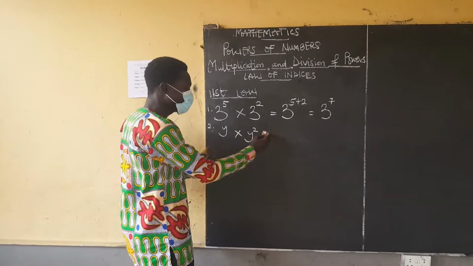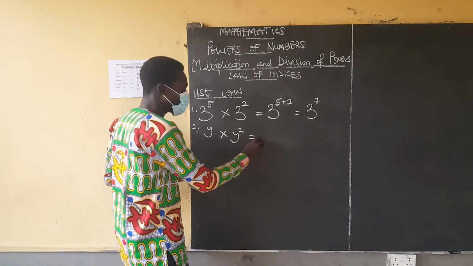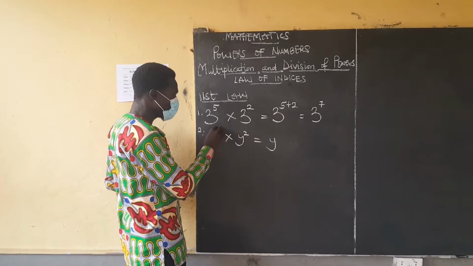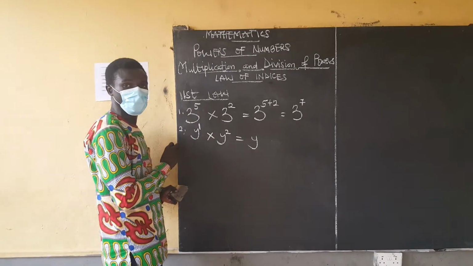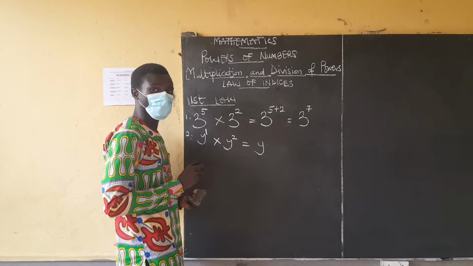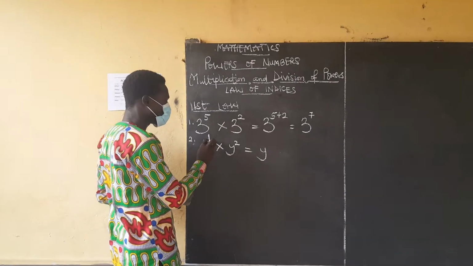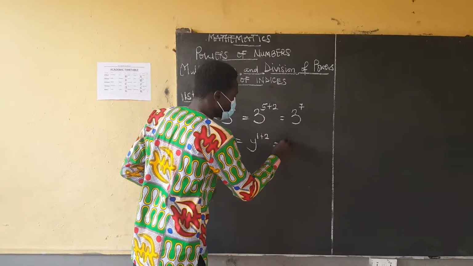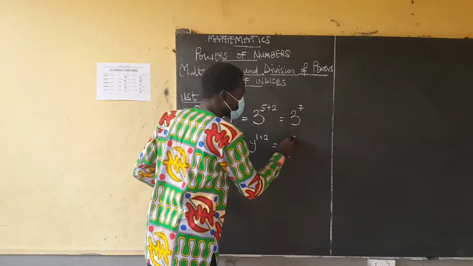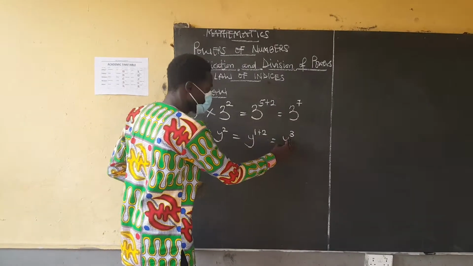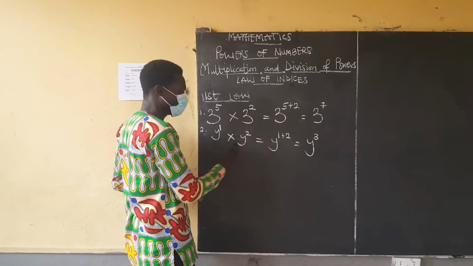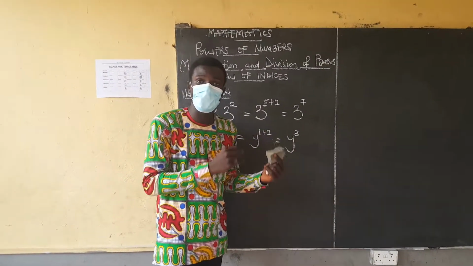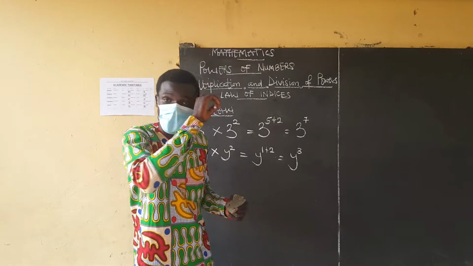Now, how can I do this? The bases are the same, so I have to pick one base. You add the powers. Because there is no power here, it means the power here is 1. And that is something that we have to know in indices. So we will add the powers, which is 1 and 2. So 1 plus 2 is going to give me y raised to the power 3. So the first law is saying that if you are multiplying and the bases are the same, pick one base, add the powers.